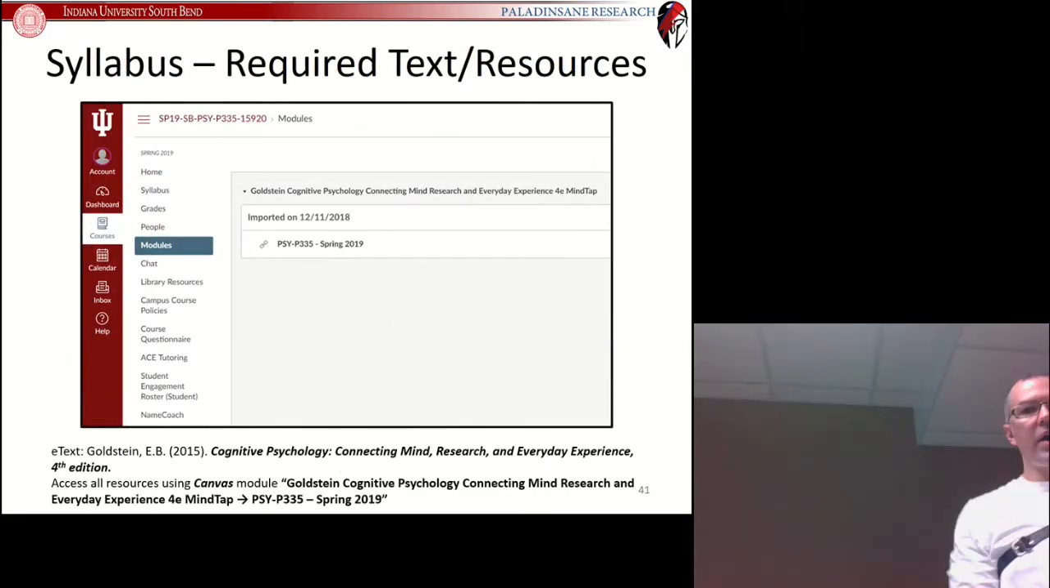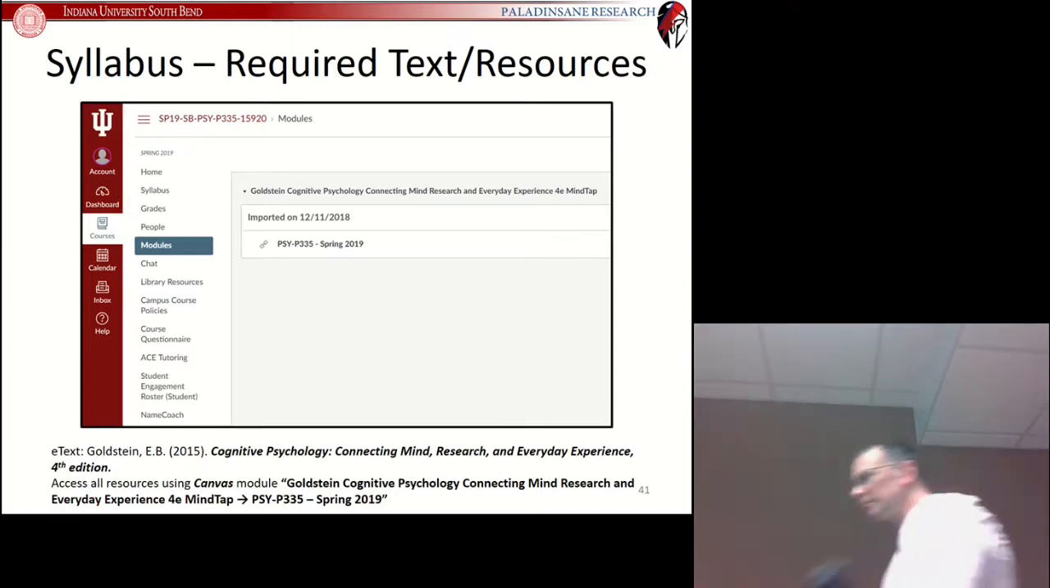In terms of the required text and resources, we are going to be using an eText initiative. This is already set up in Canvas. It is a module that you can access, and all the resources can be accessed through this module. You click on that, and it'll take you to open another window. You click on that, and it'll take you into the MindTap learning program. This is what we're going to be using for the course of the semester. So I highly recommend you try it out if you haven't already. Try it out today. Poke around, explore it.